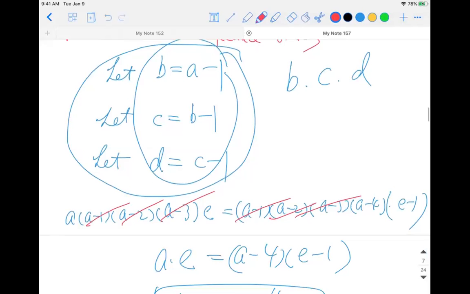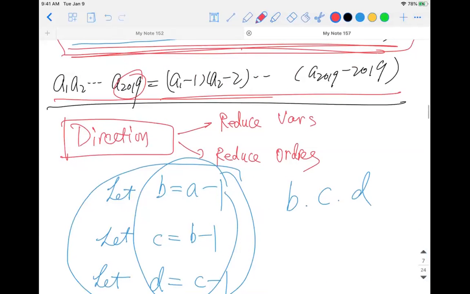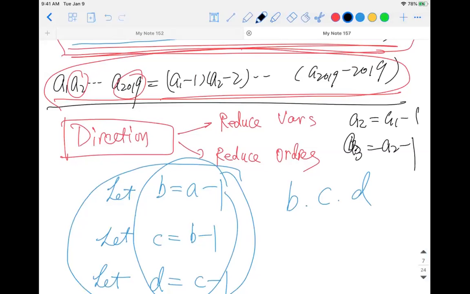So these actually give you a strategy. Even though you see more stuff, you see this like 2019 stuff, you don't have to care about it. You just keep replacing. A2 equals what? A1 minus 1, right? A3 equals what? A2 minus 1. As long as you're doing this, you will be able to cancel out most of the terms.